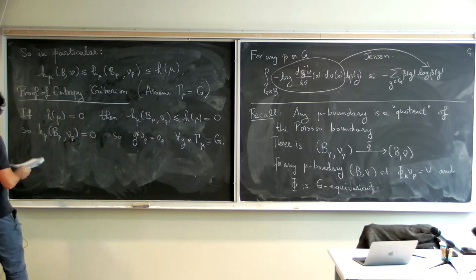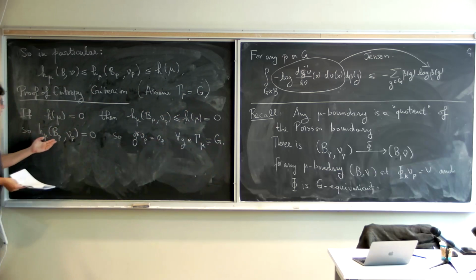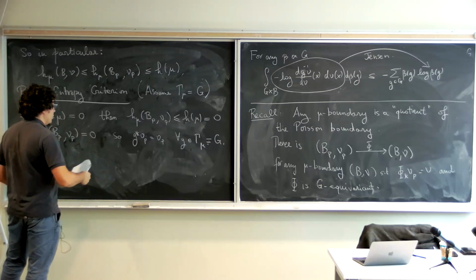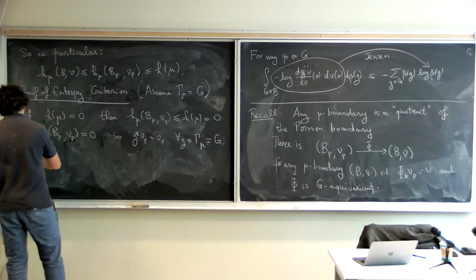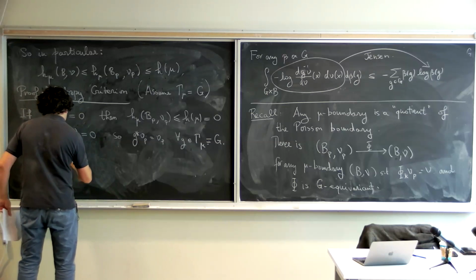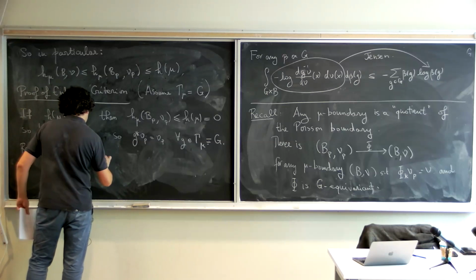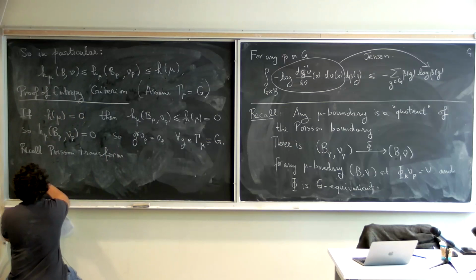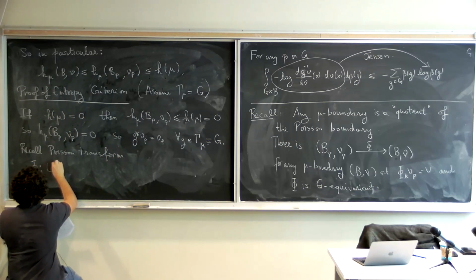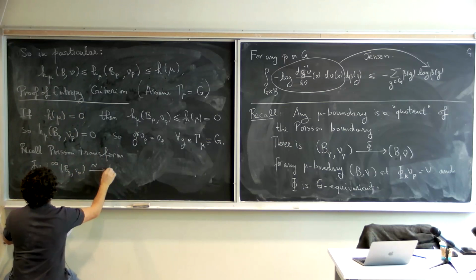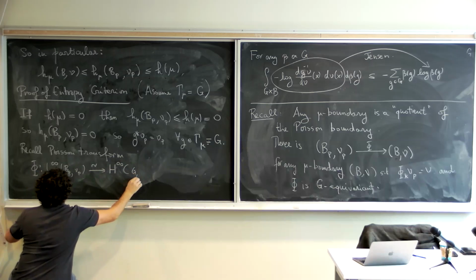In fact, from this you could directly argue that this is isomorphic to a point, by Jensen's inequality. Or you could also argue like this. So recall the Poisson transform. The Poisson transform goes from L infinity of (B_P, nu_P), and it's an isomorphism with H infinity of (G, mu).